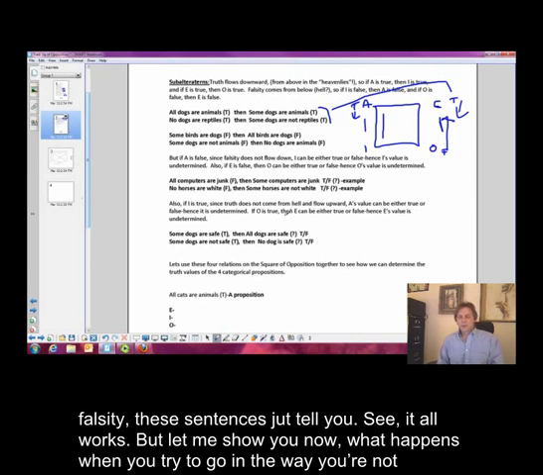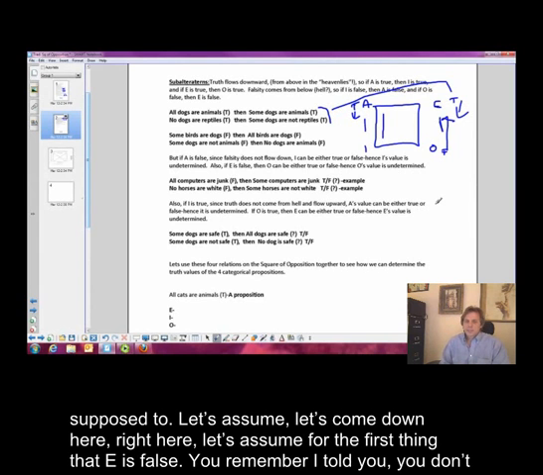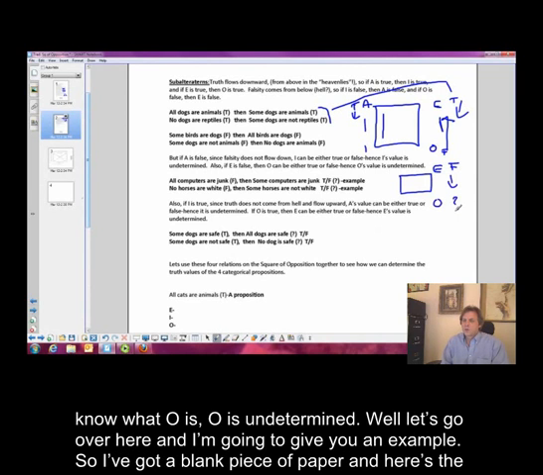But let me show you now what happens when you try to go in the way you're not supposed to. Let's assume for the first thing that E is false. Remember, I told you you don't know what O is. O is undetermined. Well, let's go over here and I'm going to give you an example, okay?